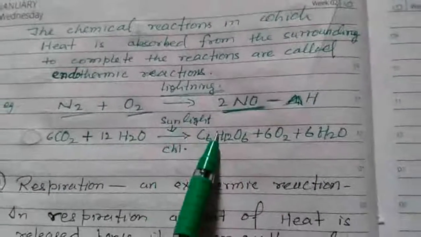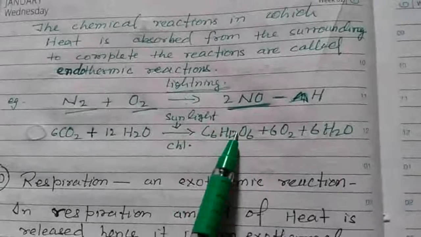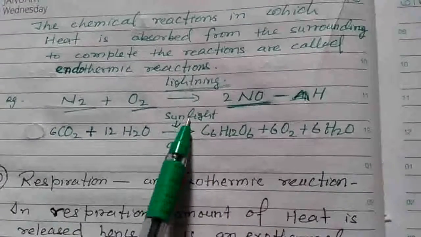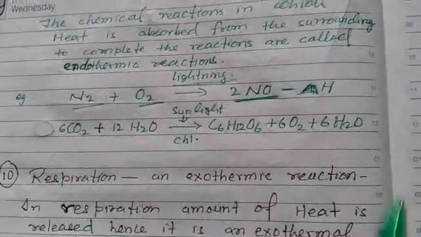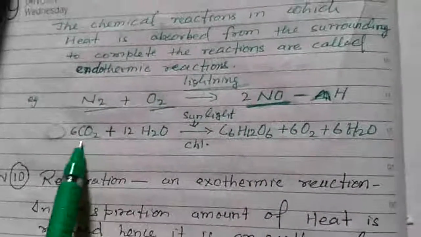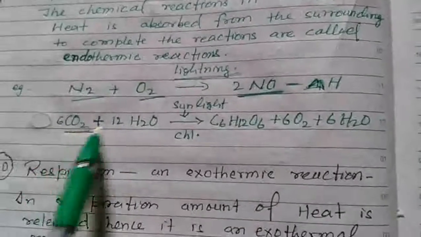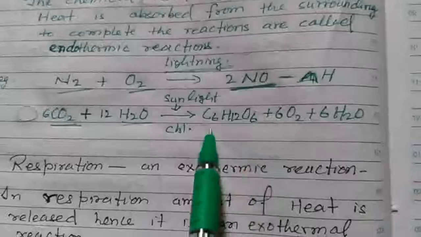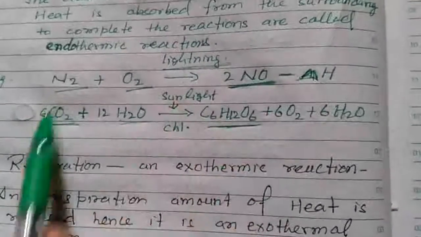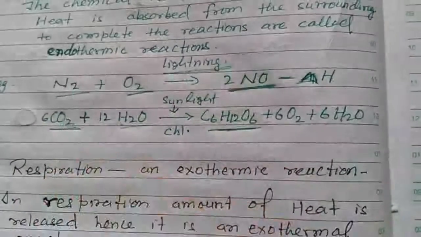Again, photosynthesis is an endothermic reaction. The light and heat energy is given by the sun. That energy is absorbed by chlorophyll molecules for the reaction of carbon dioxide with water to form carbohydrate. So it is also an example of an endothermic reaction.